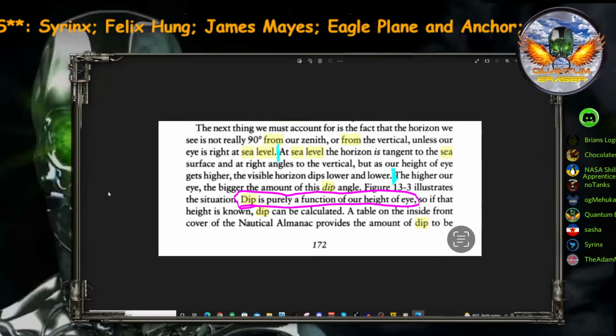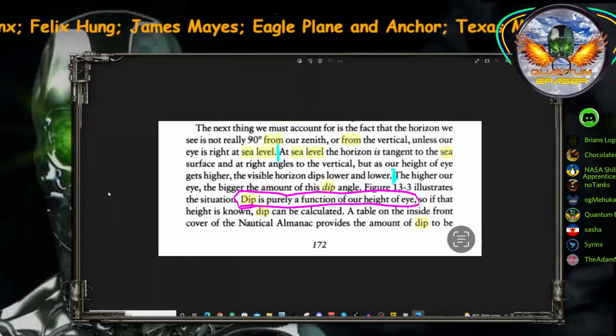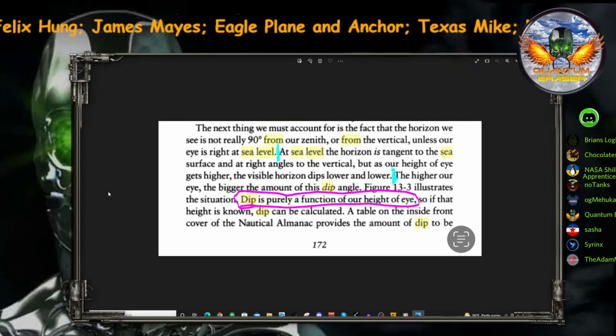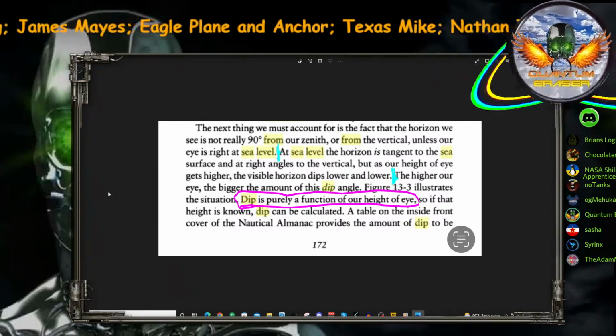Purely height of eye. Nothing else. It's all it is. You have to account for the height of eye. That's it. Period. End of story. Done. That's why I gave him the rubber ducky life preserver.